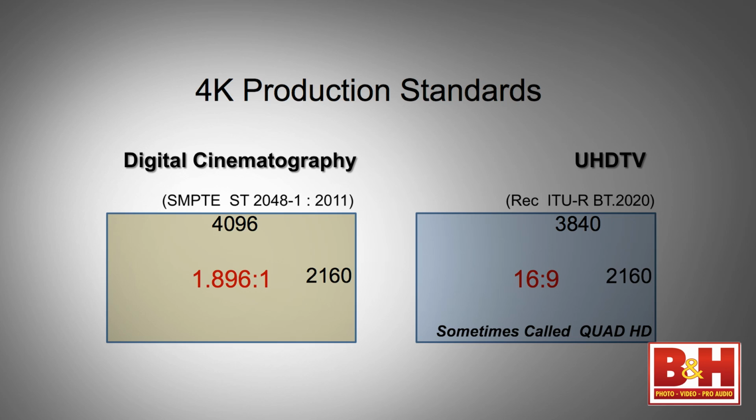Now, when you're shooting 4K, there are 8.85 million photosites available. That would be 4096 by 2160 in the C500.